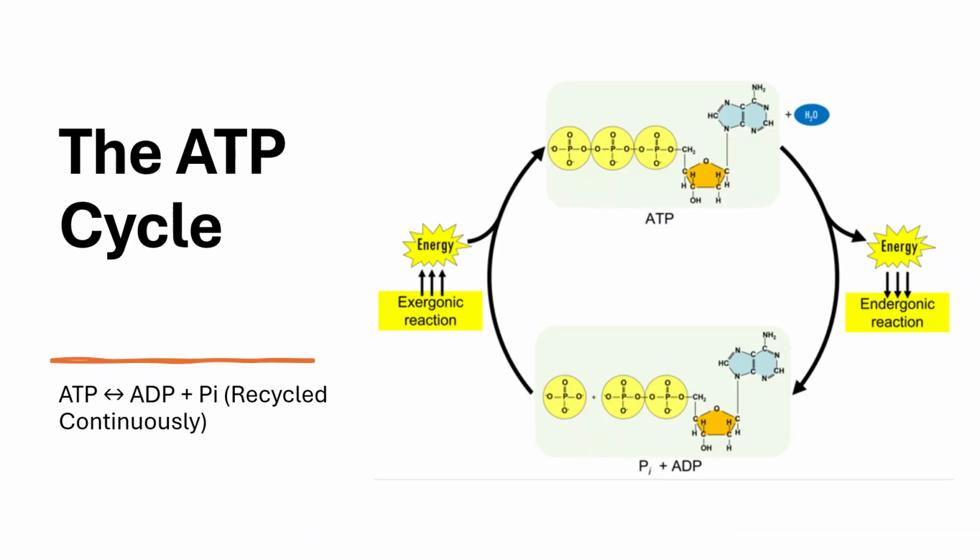ATP and ADP form a beautiful ongoing cycle. Energy from food or sunlight regenerates ATP from ADP and Pi, while cells spend ATP to perform work, converting it back to ADP. It's the ultimate example of biological efficiency. Think of it as a rechargeable battery that never really dies, just needs constant charging. For AP and IB, know this reversible reaction cold. It's foundational to cellular metabolism.